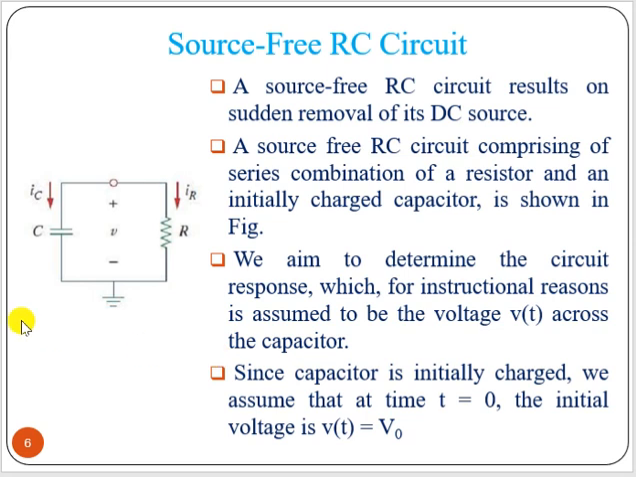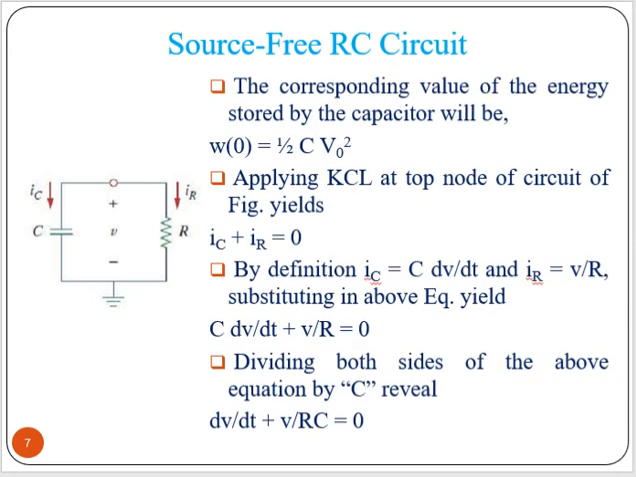Now since the capacitor is initially charged, we assume that at time t equal to 0, the initial voltage is V(0) equal to V0. The corresponding value of the energy stored by the capacitor will be, as you know, W0 equal to half C V0 squared. Now if we apply KCL at the top node here, we see IC plus IR equal to 0. By definition IC is C dV/dt, and IR is nothing but V by R. The voltage across R and C is V.